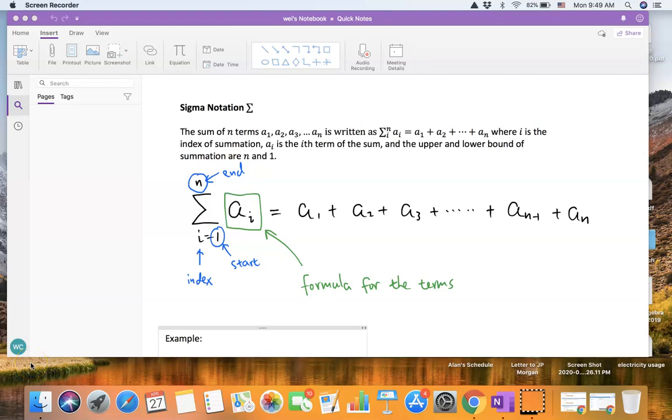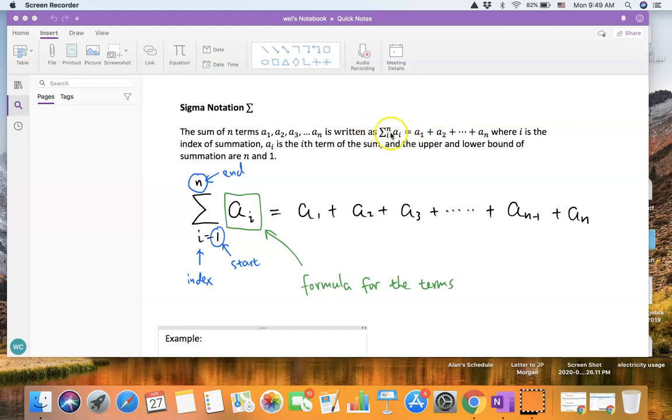Hi everyone. In this video, I will talk about the sigma notation. Now, here is the definition of sigma notation. It says the sum of n terms a sub 1, a sub 2, a sub 3, and all the way to a sub n is written as sigma of a sub i from 1 to n.